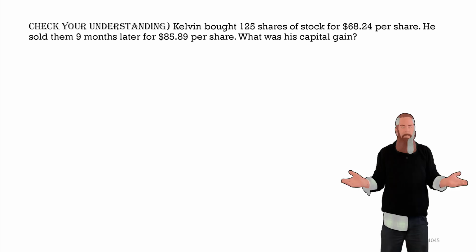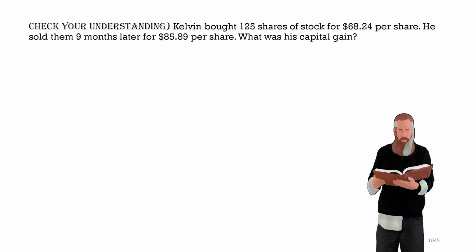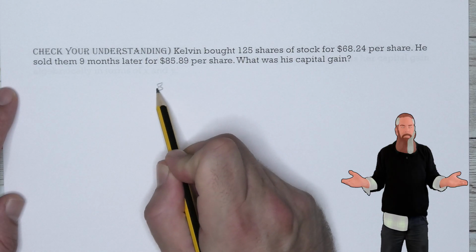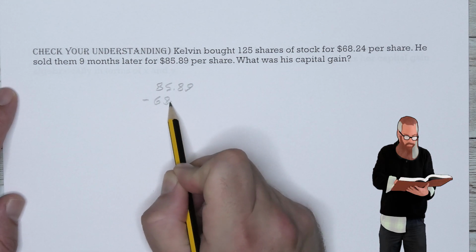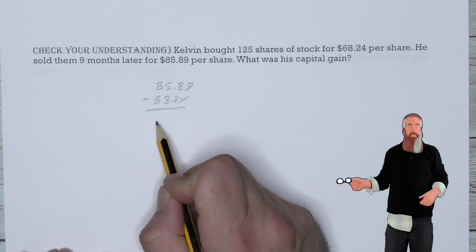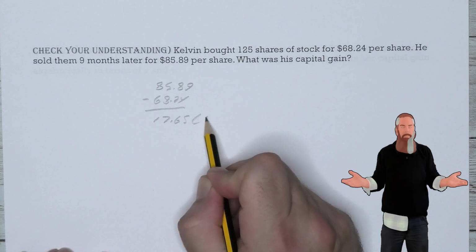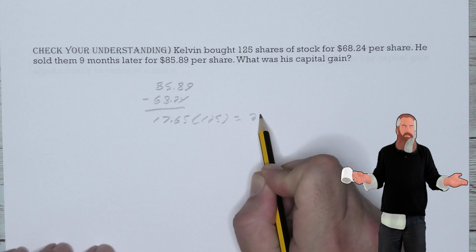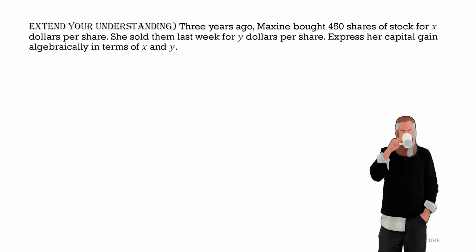Let's check our understanding of this. Kevin bought 125 shares of stock at $68.24 per share. He sold them 9 months later for $85.89 per share. What were his capital gains? Well, we can do this slightly differently just to show. $85.89 is how much he sold them for, minus $68.24. Means he experienced a profit of $17.65 per share, but there were 125 shares that were purchased. So he had a capital gain of $2,206.25.